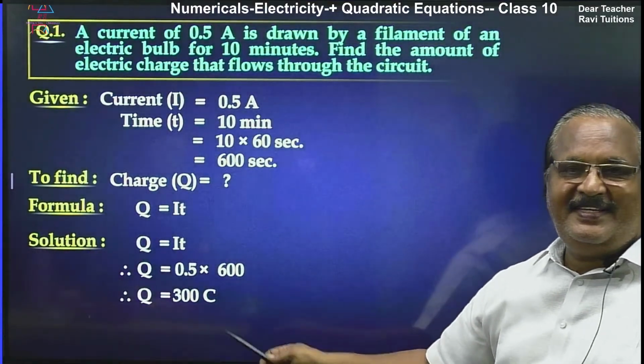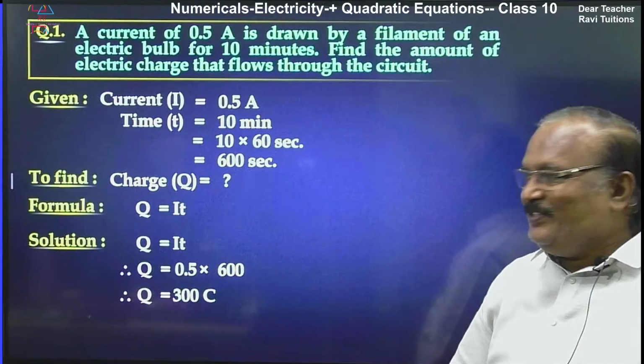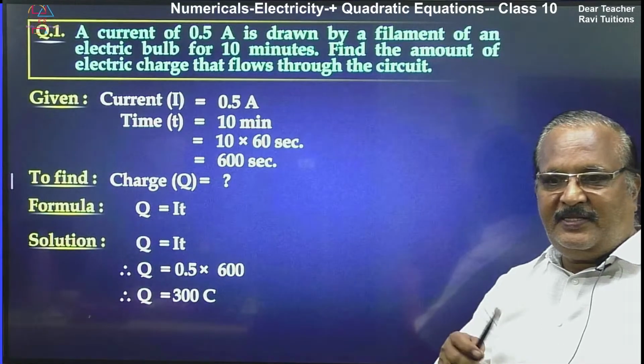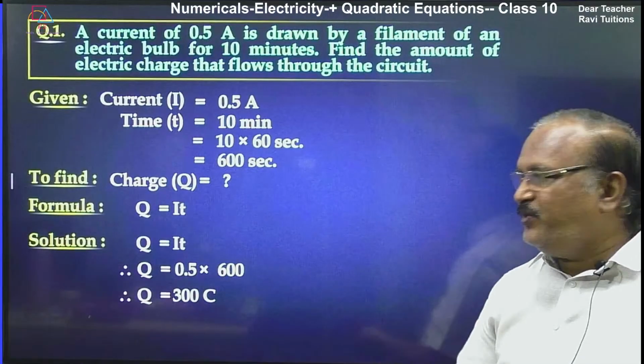Don't think that C is centigrade. The unit of charge is coulombs. One of the most important things is that every student will forget to write the units.